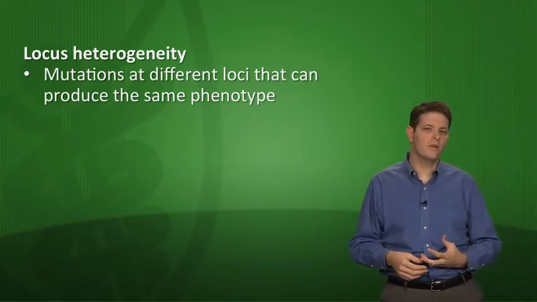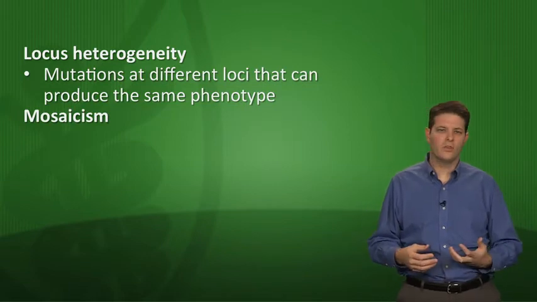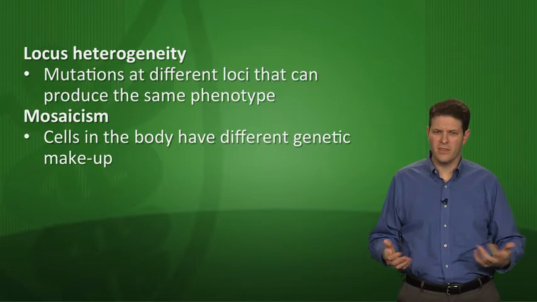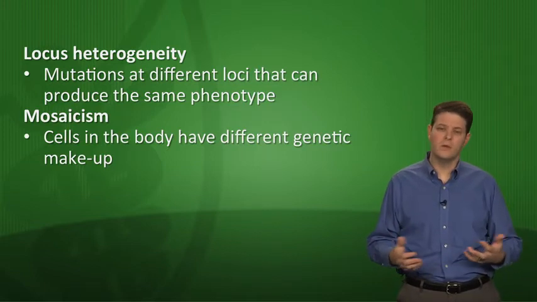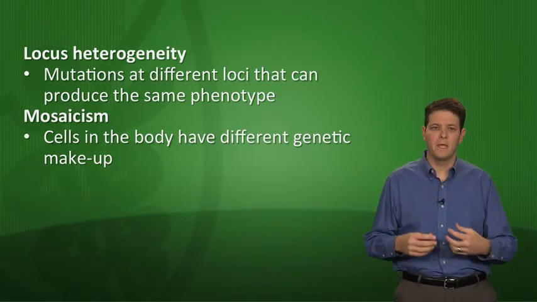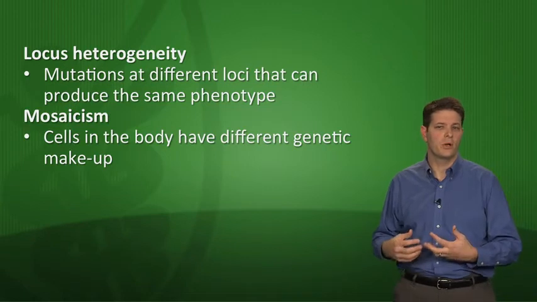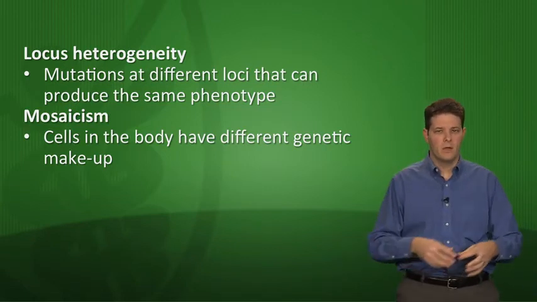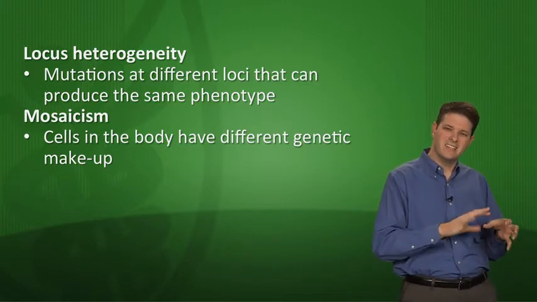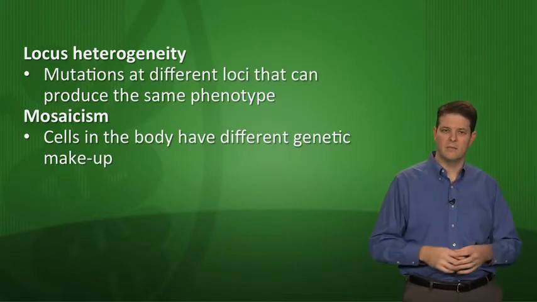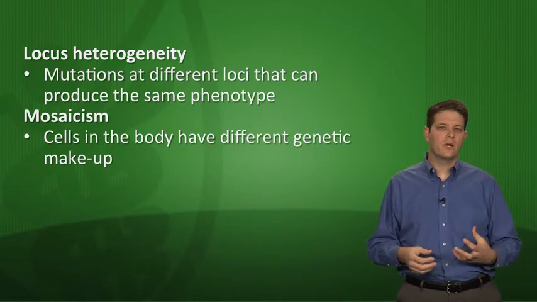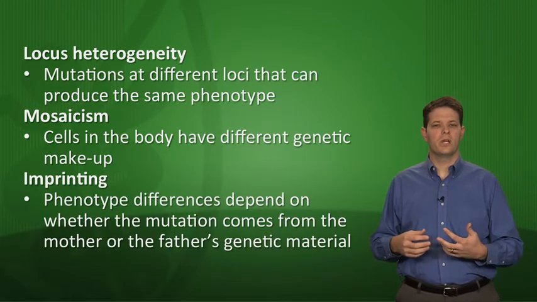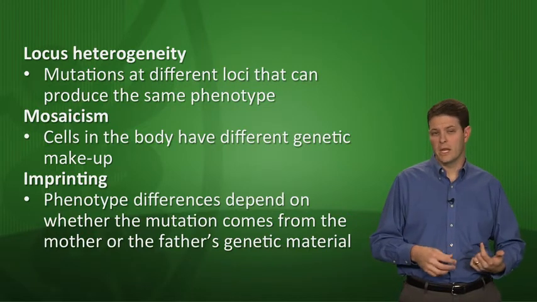The next term I want to cover is mosaicism. Now this occurs when cells in the body have different genetic makeup. Well, how does that happen? I thought all of our cells have the same DNA. Well, they do, generally. But if you lose some of the genetic information during mitosis, you can have one population of cells with one genetic makeup and another population of cells with a slightly different genetic makeup. That's what mosaicism means. Then the last term I want to cover is imprinting, which is where phenotype differences depend on whether the mutation comes from the mother or the father's genetic material.